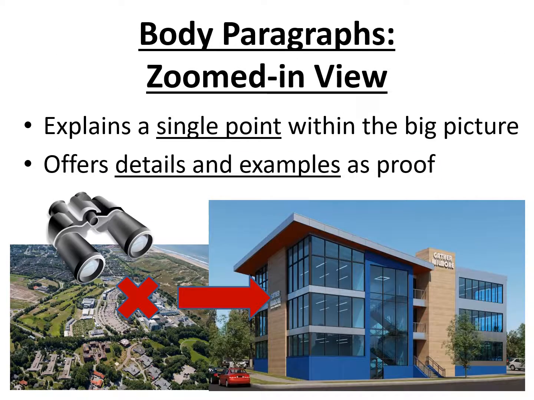Here's a visual reminder for all the visual learners in the class. Think of your body paragraphs as a zoomed in view. So within a single body paragraph, you're moving in for a close-up shot. You're focusing on a single point within the big picture, and your goal in these body paragraphs is to offer clear details and examples as proof. So again, you really want to get into some specificity in your body paragraphs. That's why you should think of them as a zoomed in snapshot somewhere within your big picture.